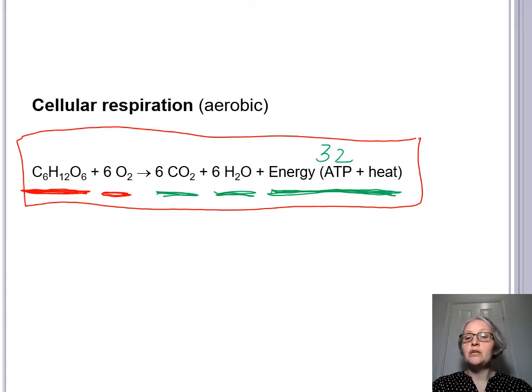Heat is also released, but just as a reminder, heat is that very low quality energy that it's harder for us to use. So again, I really encourage you to memorize this equation. This is a good big picture view of what we're doing with aerobic cellular respiration. So again, 2 things in, glucose and oxygen, and then 3 things out, carbon dioxide, water, and energy in the form of ATP and heat.